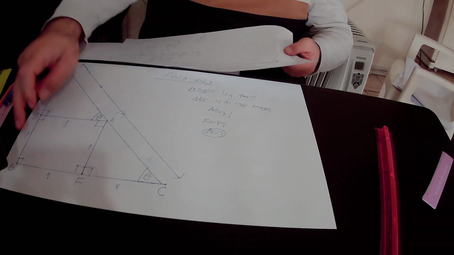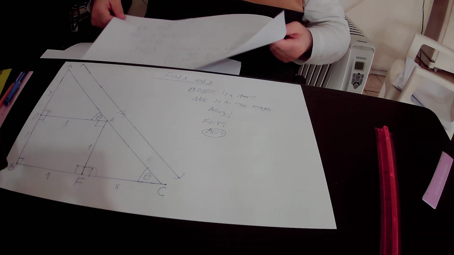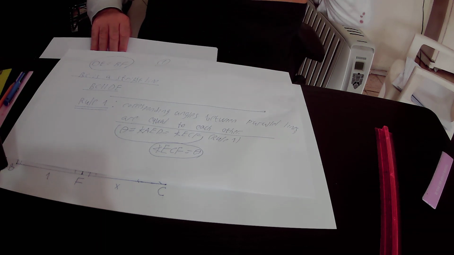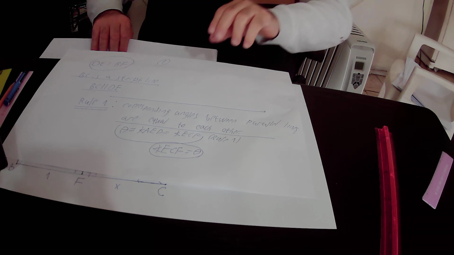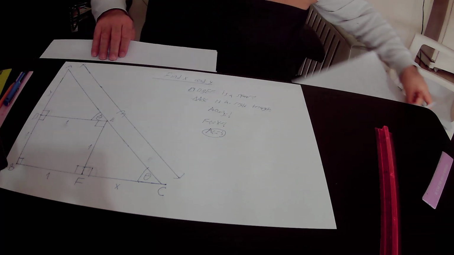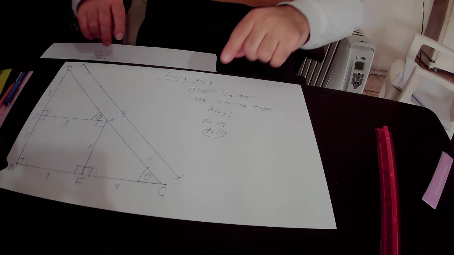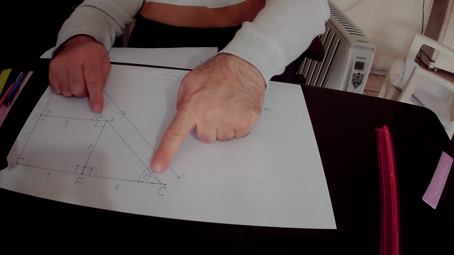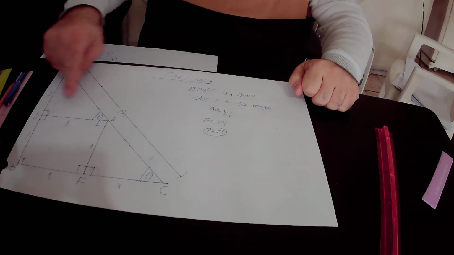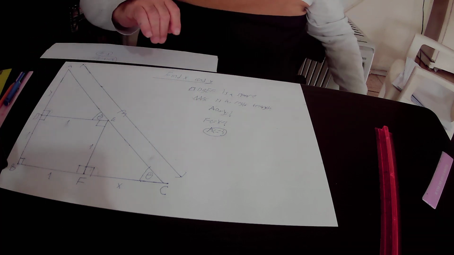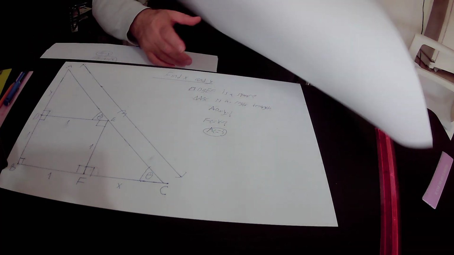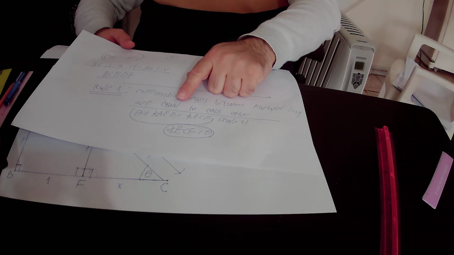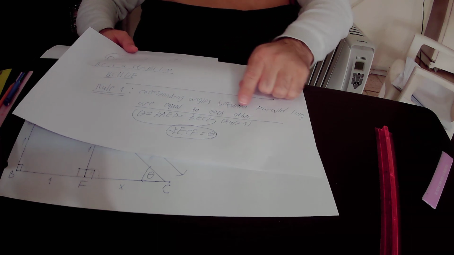BC is parallel to DE, and then I presented to you rule number 1. According to rule number 1, corresponding angles between parallel lines are equal to each other. So those two angles are defined as corresponding angles, and they are located between the parallel lines DE and BC. Therefore, they are equal to each other according to rule number 1. Angle AED is equal to angle ECF.